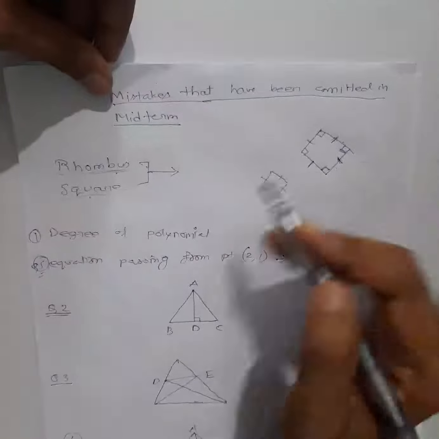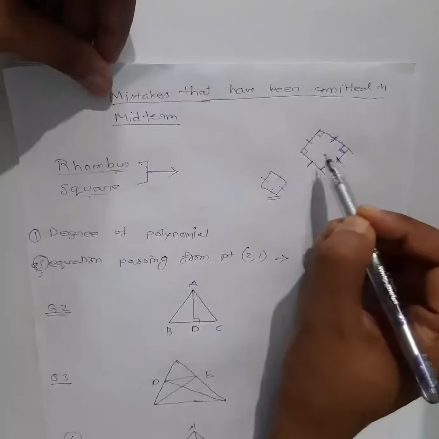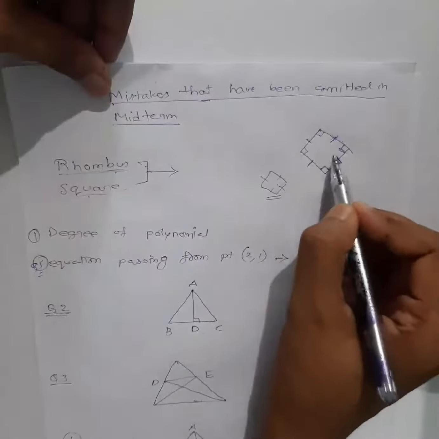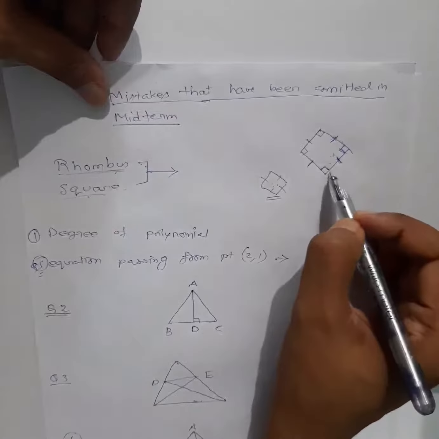I told you in class 8 that a square is part of a rhombus, you can say. A square will be called a rhombus, but a rhombus cannot be called a square. I told you that. Okay, why?